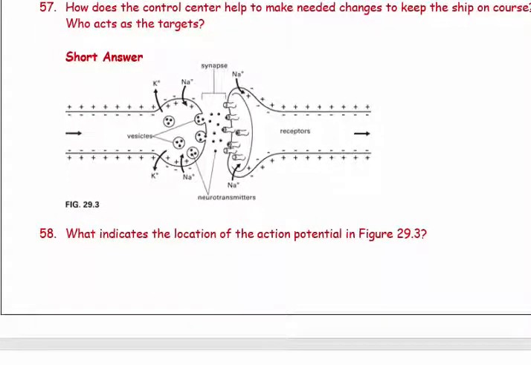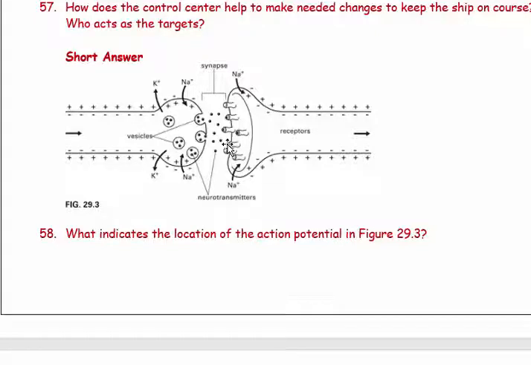Number 58. This shows an action potential. What is an action potential? This is the process of the potassium and the sodium entering and leaving the cells in order to produce a nerve impulse. What indicates the location of an action potential in this figure? The presence of sodium entering and the potassium leaving. Here the sodium is entering. This indicates the presence of an action potential. The action potential is at the portion of the inner membrane that is positively charged. Okay, so this indicates the presence of an action potential.